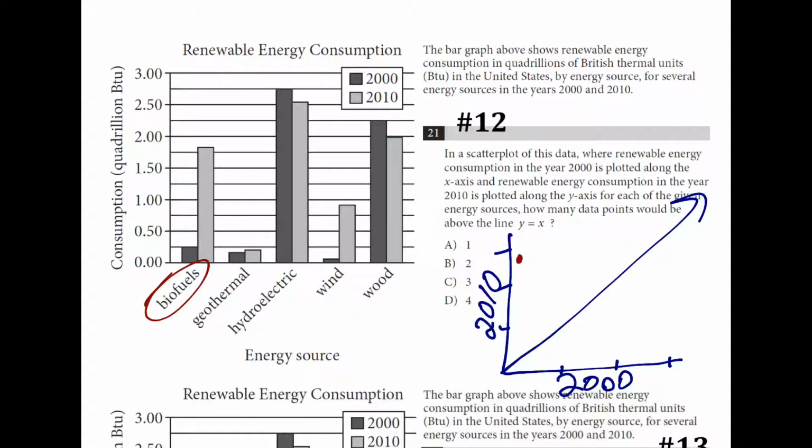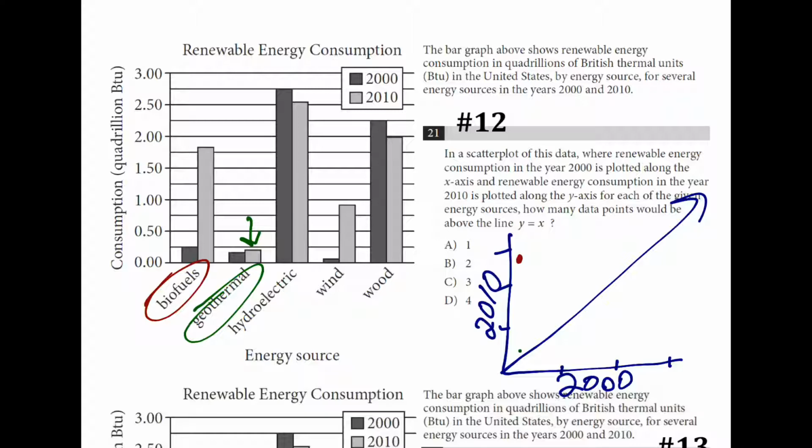Biofuels in red in the year 2000 is much, much smaller. So when I plot the point for biofuels in 2010, it's way above y equals x. For geothermal, it's going to be just above the line because this bar on the right is slightly higher. We can start to see the pattern here.